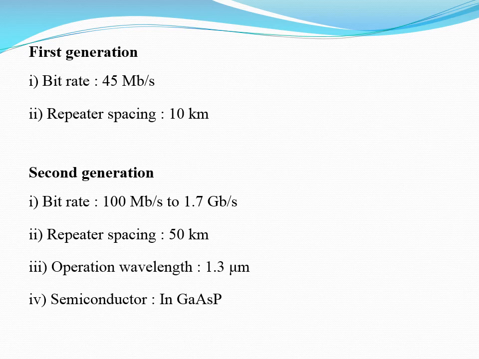Then in the second generation, we have a bit rate ranging from 100 Mbps to 1.7 Gbps, so in this generation the transfer rate has increased from 45 to 100 Mbps at minimum. Earlier the repeater spacing in the first generation was 10 kilometers. Now it is increased to 15 kilometers. Then the operating wavelength, which was not described in the first generation, here is 1.3 micrometer. And the semiconductor used in this is gallium arsenide.